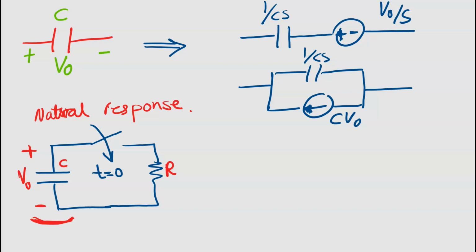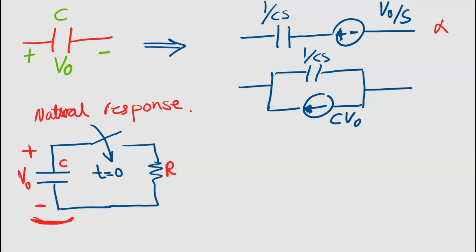Honestly, in this circuit, it really doesn't matter which one you are choosing. But if you have a more complicated circuit, it's better to choose the one that makes the solution easier. So if the neighboring elements are all in series, it's better to go with the series one. And if all of them or most of them are in parallel, it's better to go with the parallel one. Let's see how I can solve this one. So I'm going to go with this model.